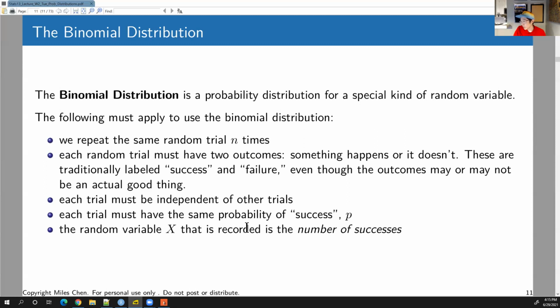Every trial that we do has to have the same probability of success. So I can't take one die that has 6 sides and swap it out for another die that has 20 sides. I have to do the same thing over and over so that the probability of a success, say rolling a 6, remains the same for every single trial. And the thing that we are recording is the number of successes, the number of times the thing happened, and that's going to be our variable x.